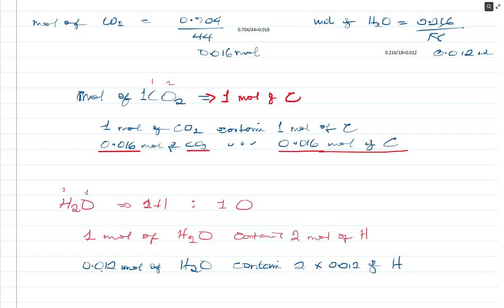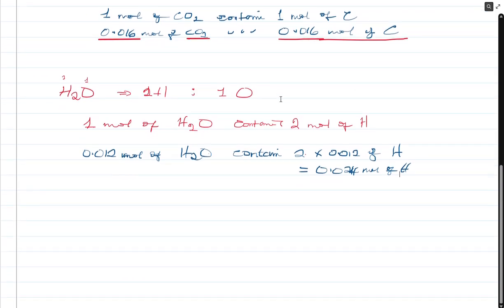So 0.012 will contain 2 times 0.012. So it means it contains 0.024 mole of hydrogen. So I get a mole of hydrogen and I get a mole of carbon now. So we can calculate the empirical formula of the hydrocarbon.